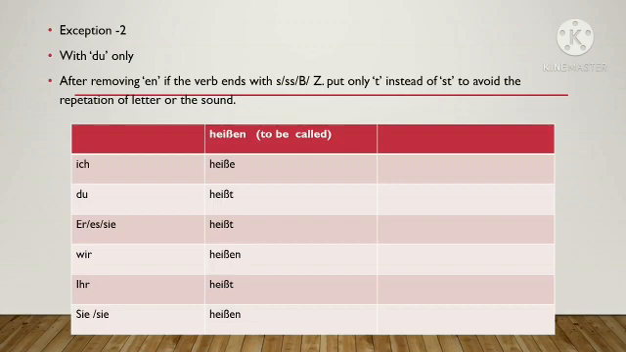Exception 2. See, exception 2, with du only. Du means you, informal communication. After removing en, if the verb ends with s, double s, ß or z, put only t instead of st to avoid the repetition of the letter or the sound. What we have to do, we have to put only t. Don't use the extra s instead of st.